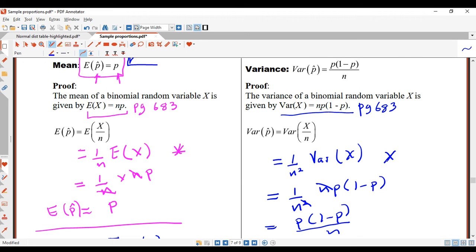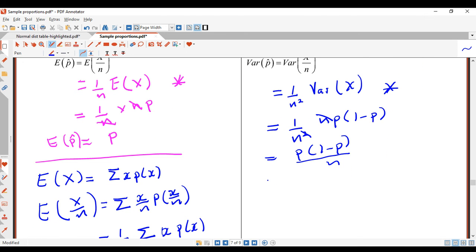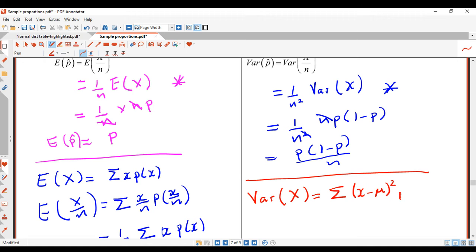You're probably wondering how this occurred. To understand that, we've got to think about the definition of variance. The variance of your random variable x is the sum of x minus the mean, squared, times p of x. Now if we're looking at the variance of x on n, that's going to be x on n here.